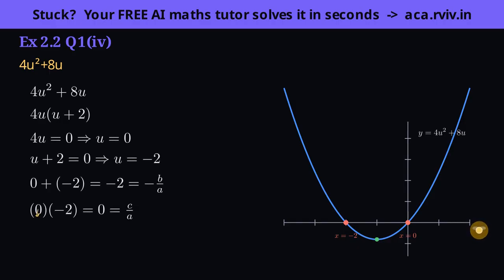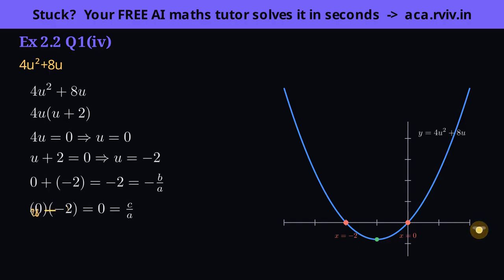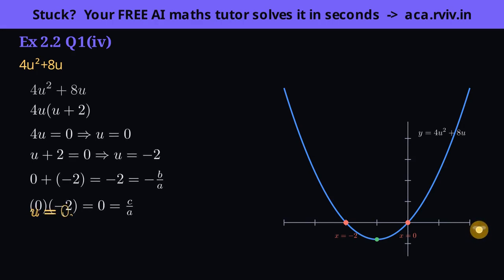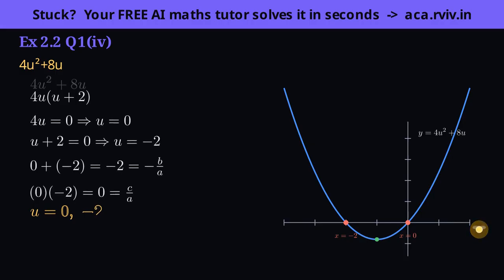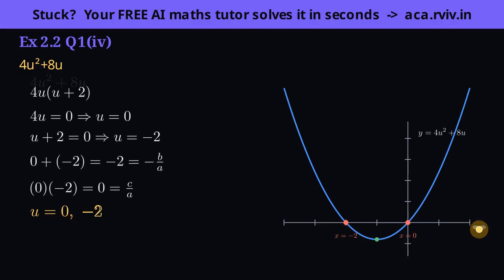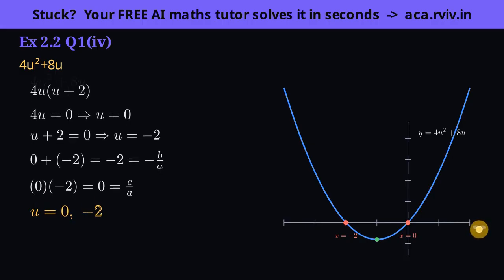Takeaway: whenever the constant term is missing, 0 is guaranteed to be one of the zeros, you can see it coming. And that's precisely why the product of the zeros, c over a, comes out to 0.